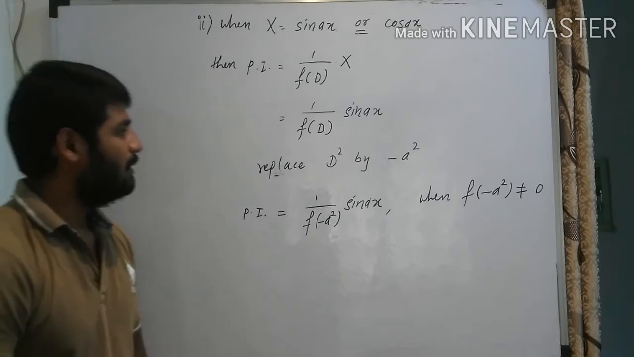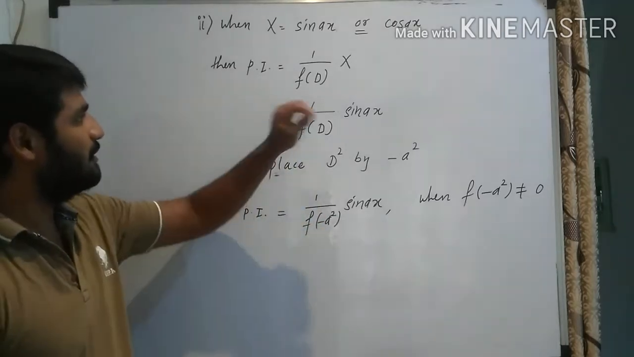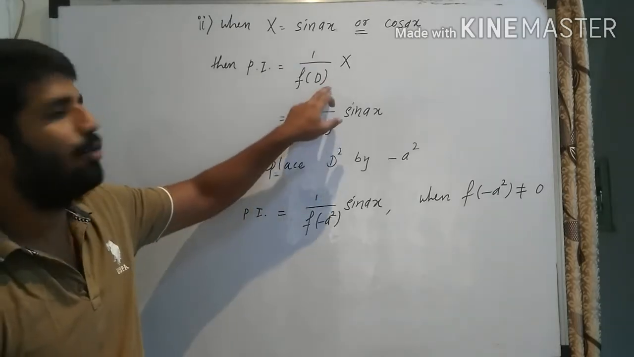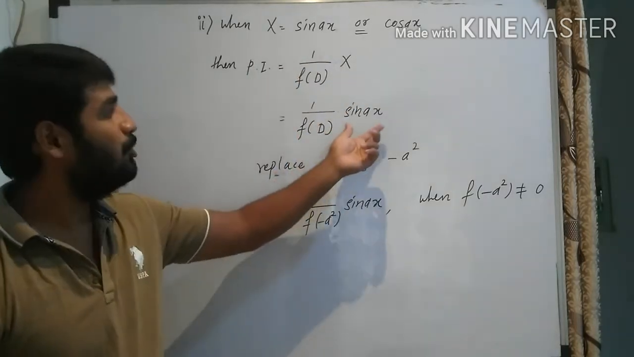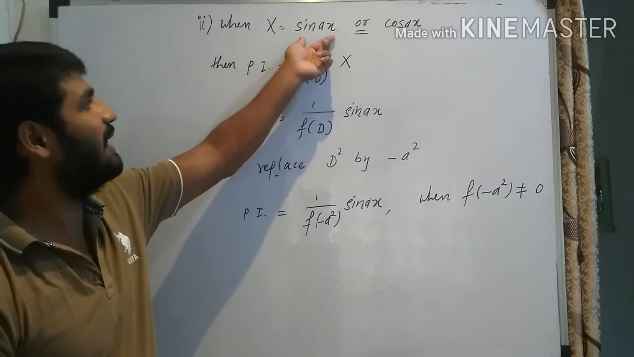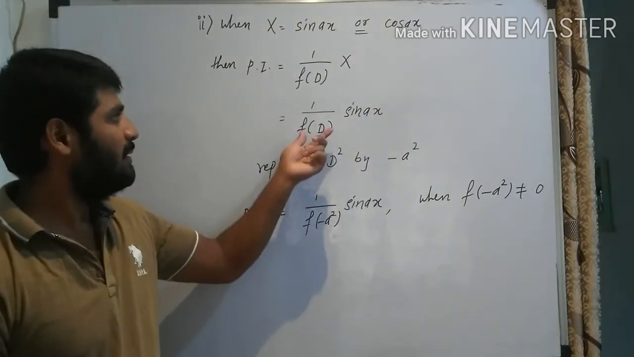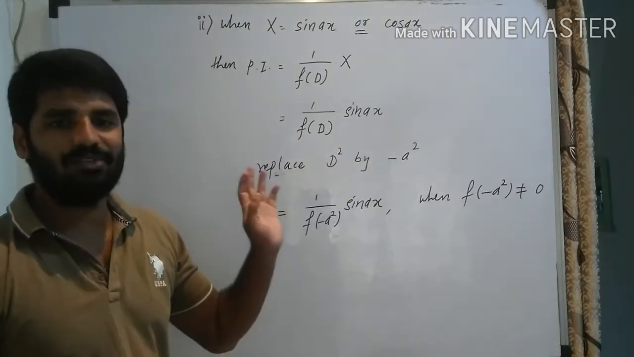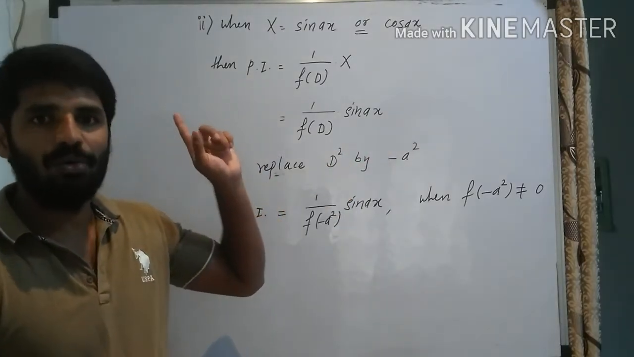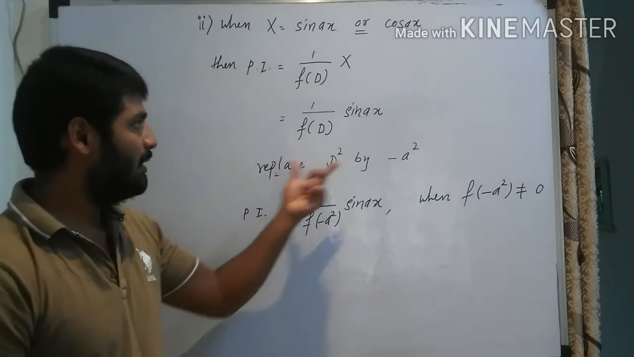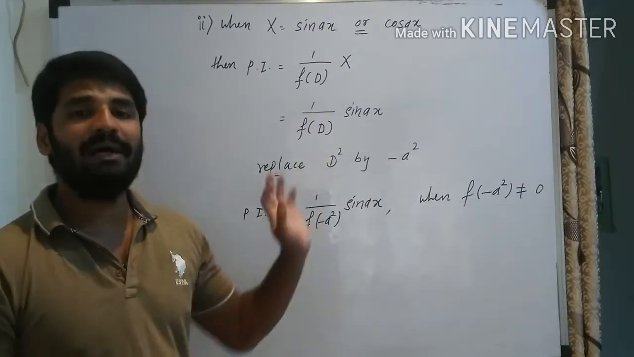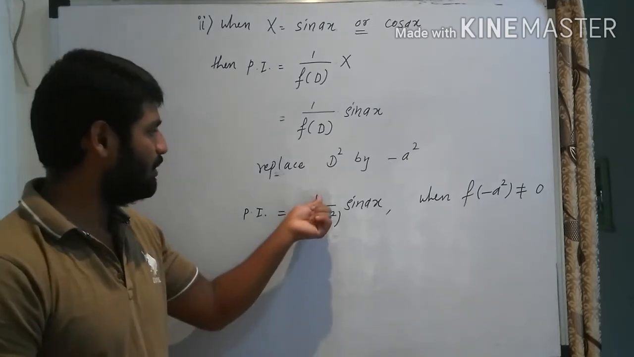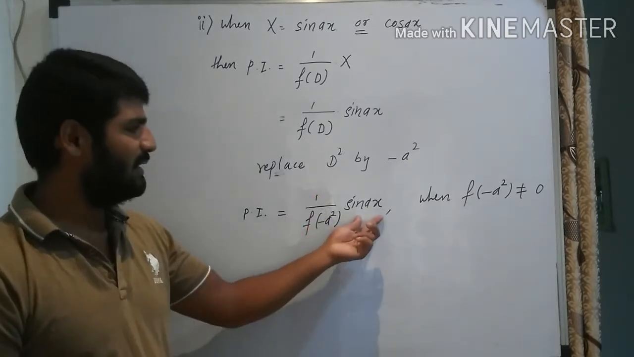So I want to revise this concept again. First we write the formula for the particular integral, that is 1 upon f of D into capital X. After that we put capital X, which is sin ax or cos ax. Then we replace D square by minus a square. In the exponential case, that is the first case, we replace D by a only. Now in this case, we replace D square by minus a square. So we get 1 upon f of minus a square into sin ax as it is.